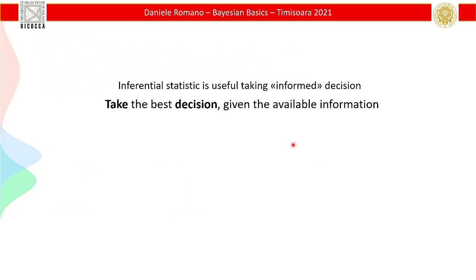Okay, in general, not just in the Bayesian world, we can think about the inferential indices and inferential statistics as instruments to take the best, informed decision given the available information. Okay? If I'm acting as a rational thinker, I have some information and I have to take the best decision. That's the key point for all our analysis.